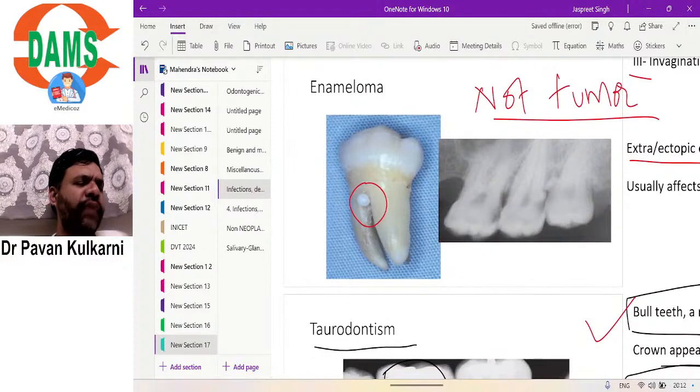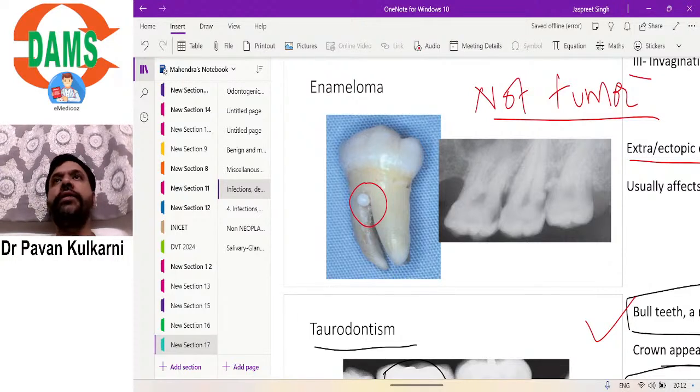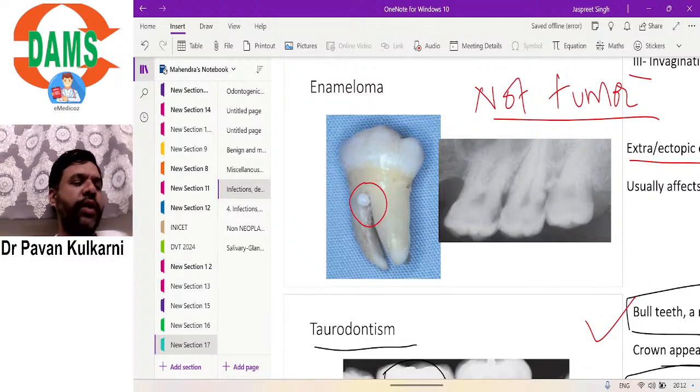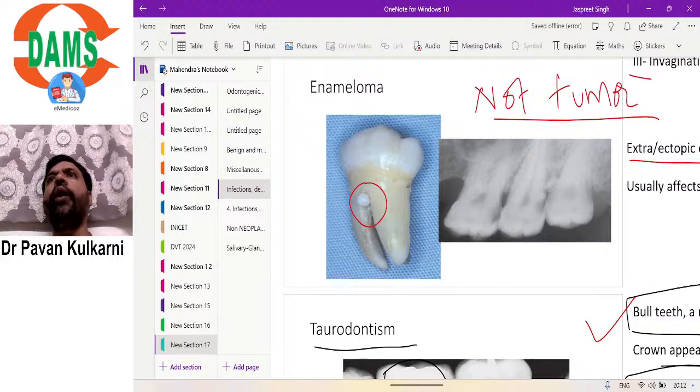Now this is an image of Enameloma. Enameloma is basically a developmental disturbance in which there is an extra pearl or ectopic enamel on the root, that too in the furcation area. So this Enameloma is not a tumor. Please remember, oma appears to mean a tumor, but it's actually not a tumor. It is an extra globule of enamel.